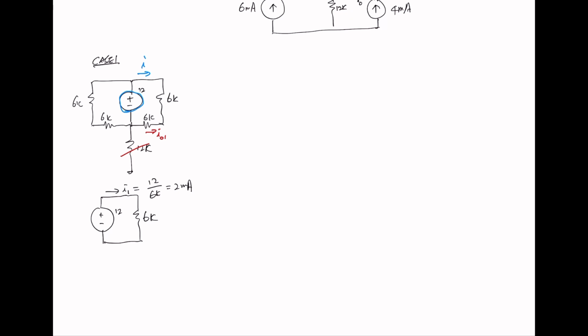Now, if you go back to this circuit, now we know this is I sub 1, which is 2 milliamp. That 2 milliamp getting into this node splits equally. Therefore, this is 1 milliamp. But I sub 01 is opposite direction of I. So I sub 01 is negative I, which is negative 1 milliamp.